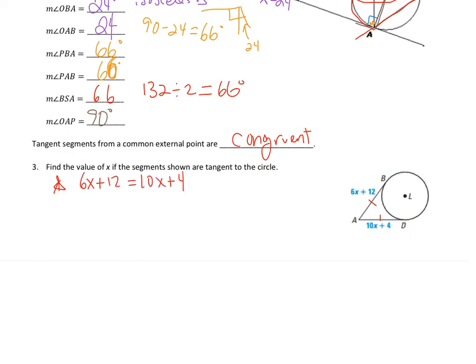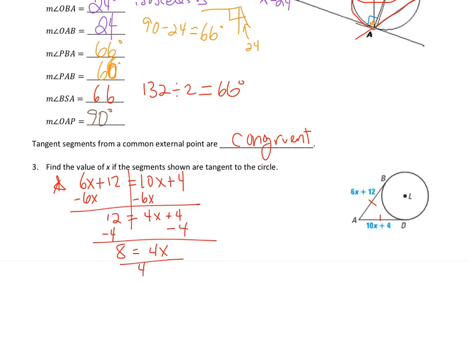This is what your equation should look like when you subtract your 6x to the other side. We have 4x plus 4 equals 12. Then if you subtract your 4 to the other side, we get 4x equals 8. When you divide both sides by 4, then we get x equals 2. And notice this is just the value of x, and we want to find the lengths of this. If we wanted to find the lengths of the segments, we would have to just plug that back in there.